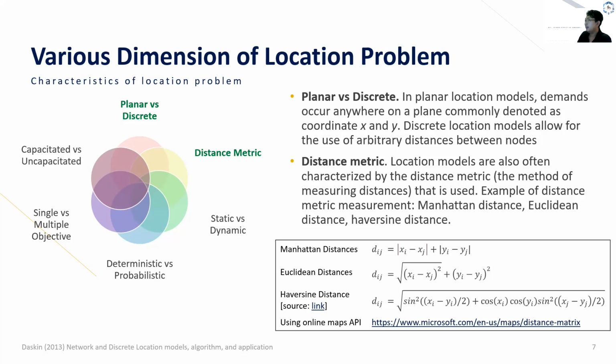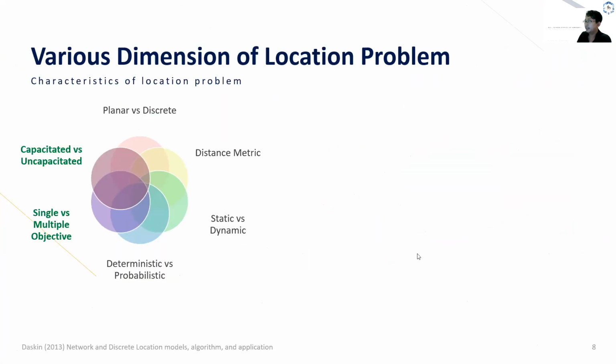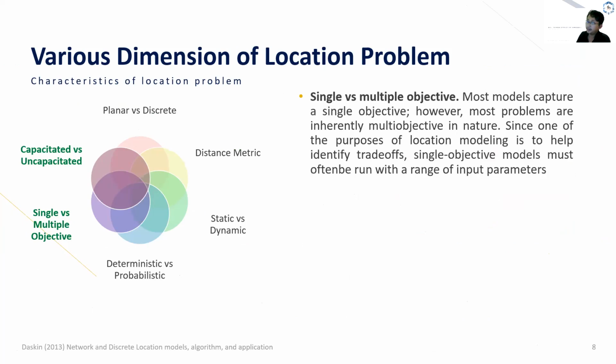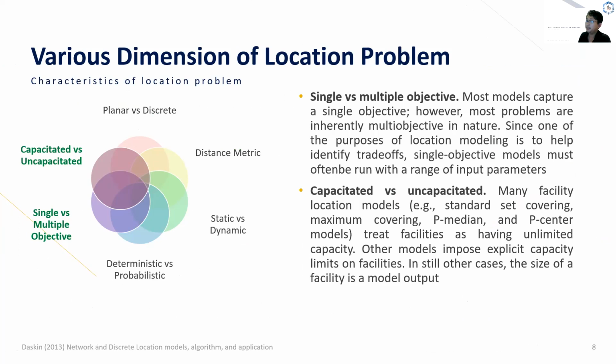There are several others, like static and probabilistic. I already mentioned them in the first week: what kind of problem can be represented as static, what kind as dynamic, what kind as deterministic, and what kind as probabilistic. So in this one, I will skip those explanations.